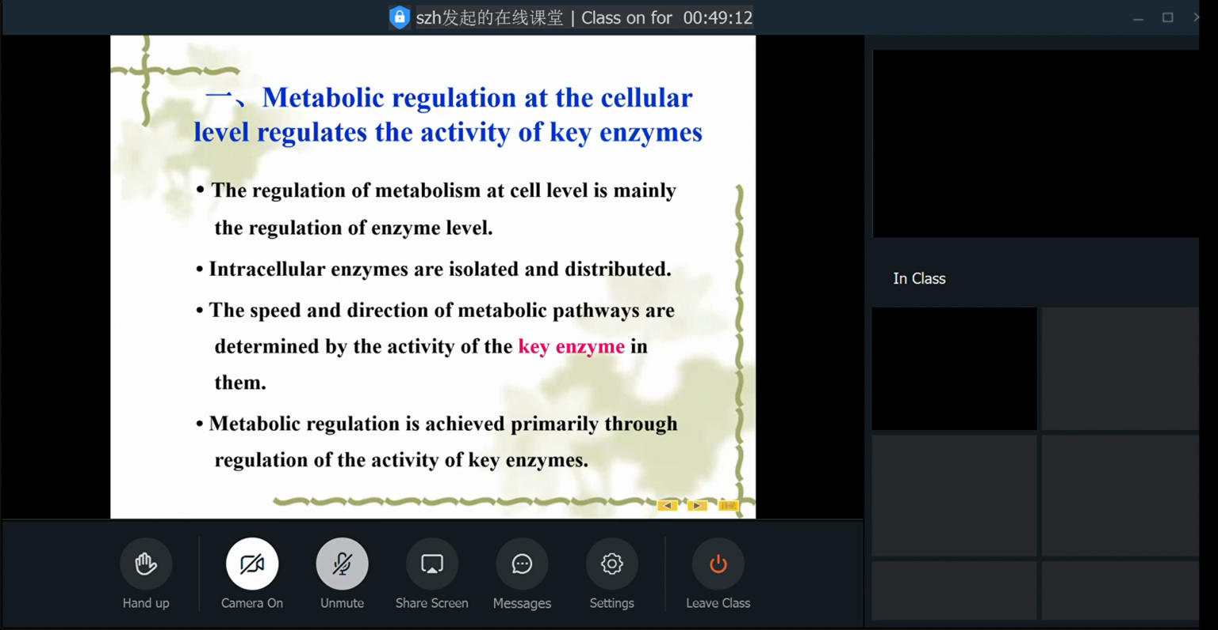The intracellular enzymes are isolated and distributed. The speed and the direction of the metabolic pathway are determined by the activity of the key enzyme. And at that time you can see feedback. You can see it by many principles. I summarize those rules: the upstream products always act as the activator, and the downstream products are the inhibitor.